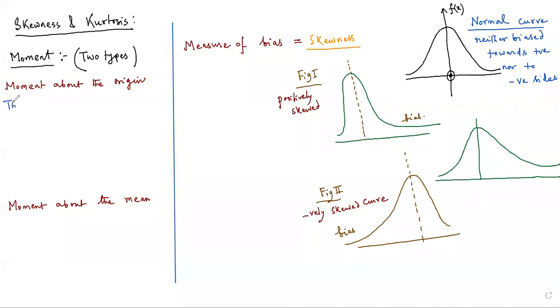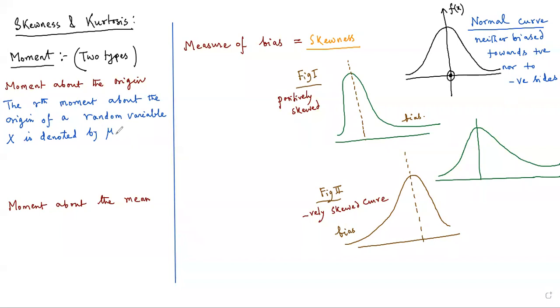In general, the rth moment about the origin of a random variable capital X is denoted by mu r prime. This is the notation which we'll be using, and this is the expected value of the quantity capital X raised to the power r, or expectation of X to the power r.